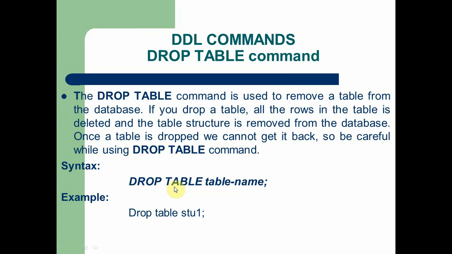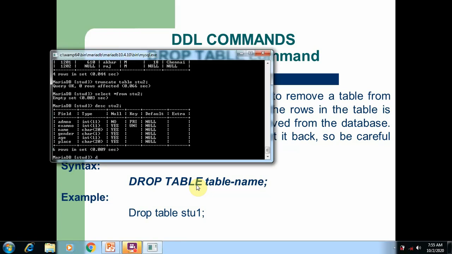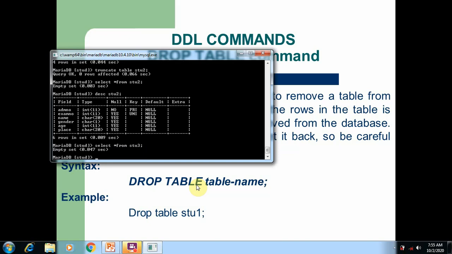This command is used to delete all the rows as well as the structure of the table. If you want to delete a table permanently and remove all its structure, including the records and the structure, then you can use drop table. It is the third command in the DDL. So now I'm going to use the drop command, which will delete the records as well as the table structure. So in the last table you can see, select asterisk from stu3. So there is no record.